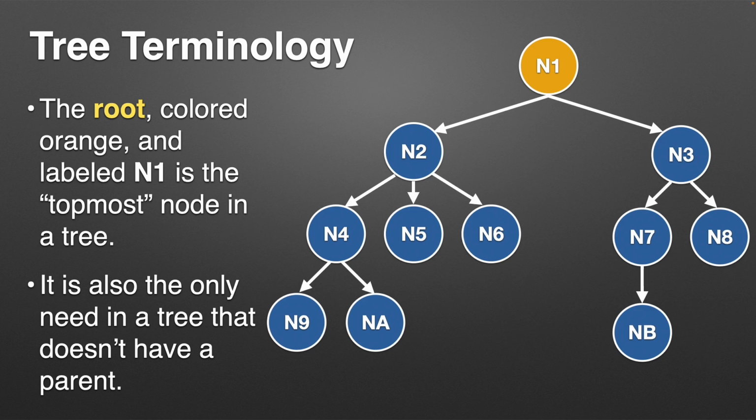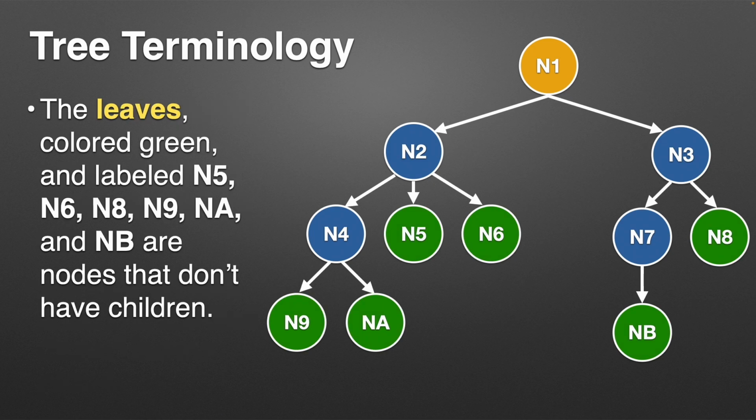All right. So we've got our root node, N1, typically drawn at the top. And it is the only node in this structure that does not have a parent of its own. Here are the leaves in green. So these are all of the nodes, as we mentioned, that do not have any descendants or any children. They're kind of just out here on the edges.